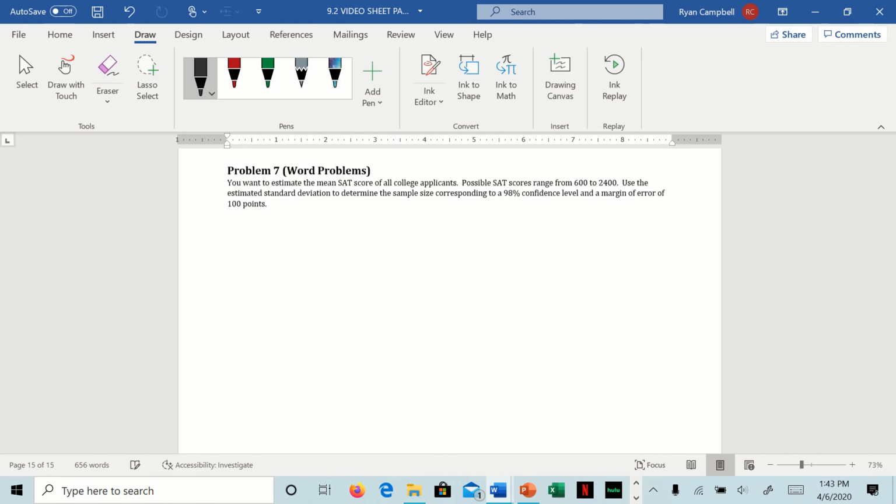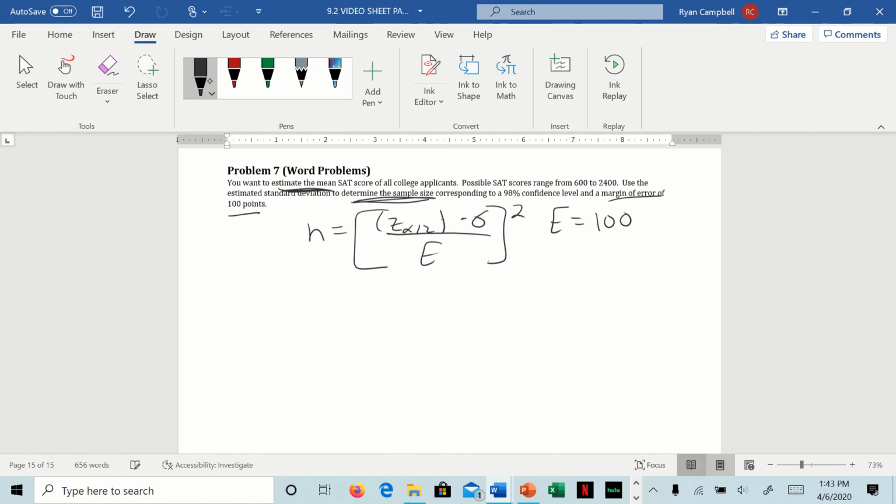So once again, we are trying to estimate the mean. It's talking about determining a sample size, so we know we're going to use our sample size formula for the mean: critical value times sigma divided by E, squared. We can pretty easily see that the margin of error is 100. It literally tells us that. Sigma, though, is a little harder. They don't give us a sigma.